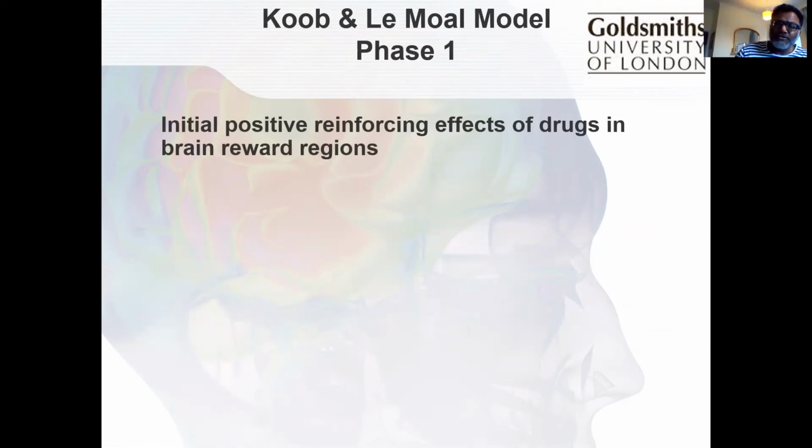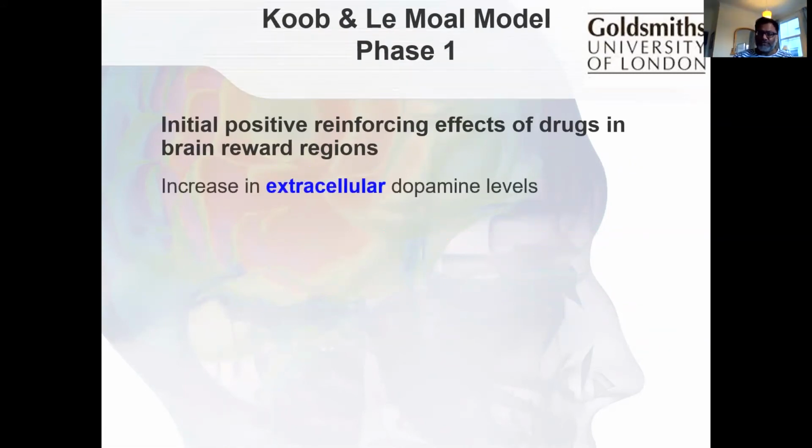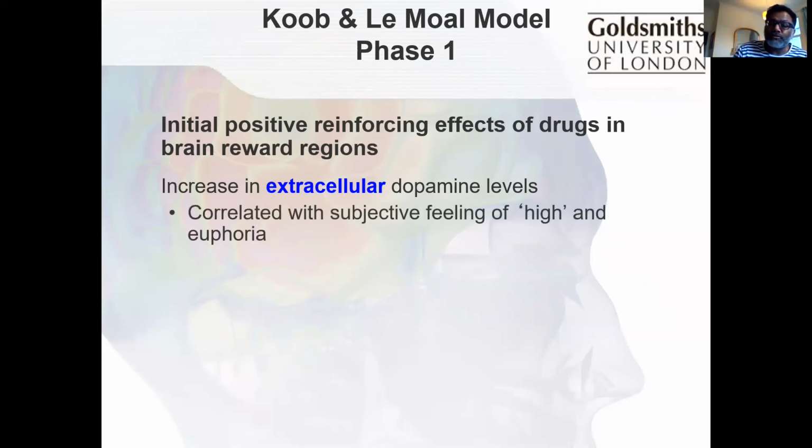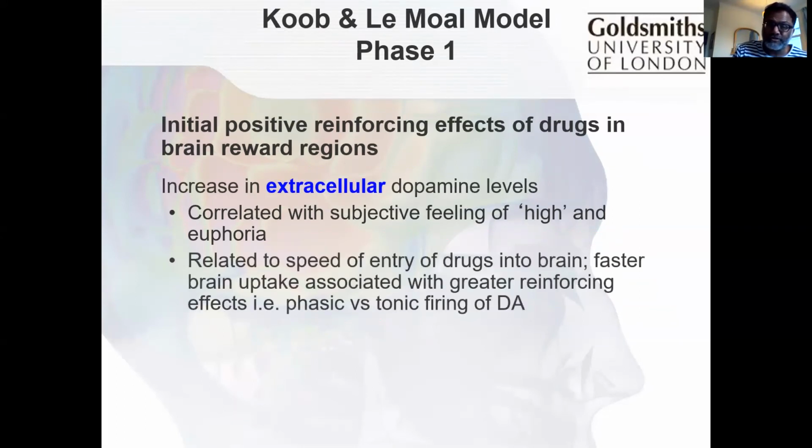So the initial positive reinforcing effects of drugs in the different brain areas, they increase the extracellular dopamine, which is what we saw with the effect of the morphine, sorry, the heroin, which is converted to morphine, and the cocaine in the synaptic cleft. And this is correlated with subjective feelings of high and euphoria. So if you have more dopamine in those areas, you have this feeling of, oh, this is cool, I feel great, etc. And as I said before, it's related to the speed of entry of the drugs into the brain.